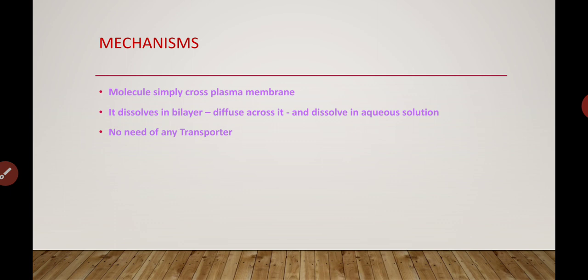Passive diffusion is the simplest mechanism by which molecules can cross the plasma membrane. During this, the molecule simply dissolves in the phospholipid bilayer and diffuses across this bilayer, and then dissolves again into the aqueous solution at the other side of the membrane.